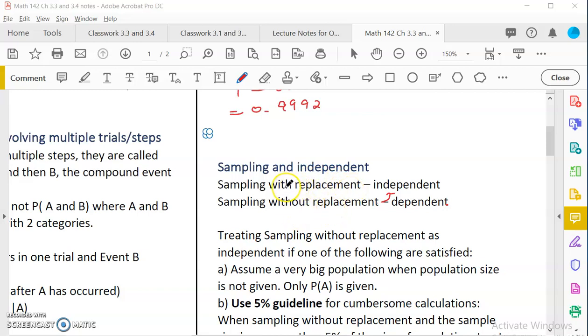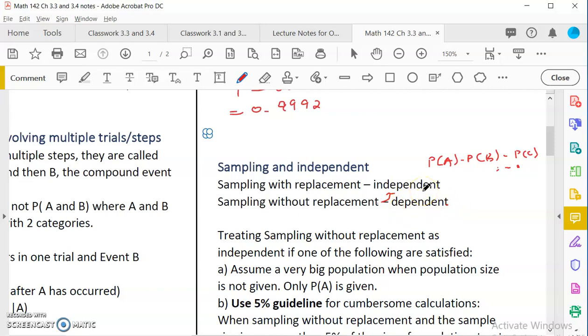If it is with replacement, we can use the independent multiplication rule, which is just the probability of A times the probability of B times the probability of C. Just keep on multiplying. You don't have to deal with conditional probability, so it's very simple. As much as possible, we want to use the independent rule, because dependent is harder. I didn't do any dependent examples because usually we don't, since it's very complex.